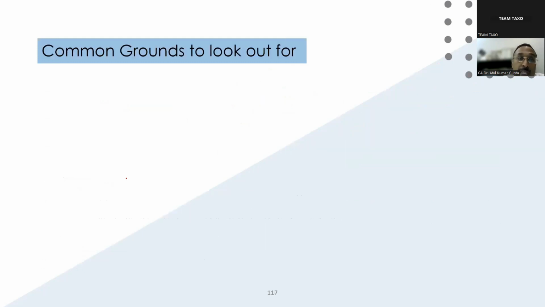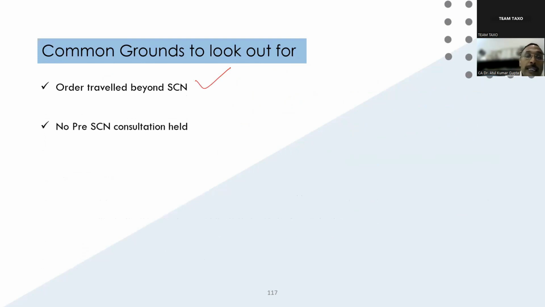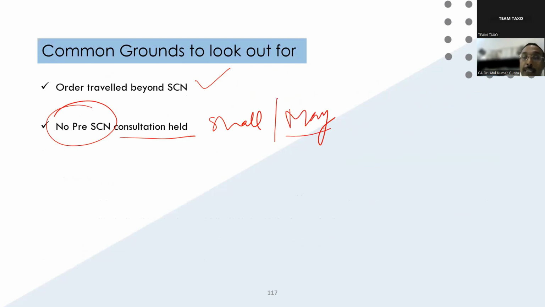Reply should be self-explanatory. My dear friend, the last slide which I wish to share with you before I take you through some judgments: the order travelling beyond the SCN, you should challenge, in case there is no pre-show cause notice consultation. Right now, earlier it was 'shall'. Now it is being converted into 'may'. So now it is not a mandatory requirement, but for 2017-18, it was a mandatory requirement.